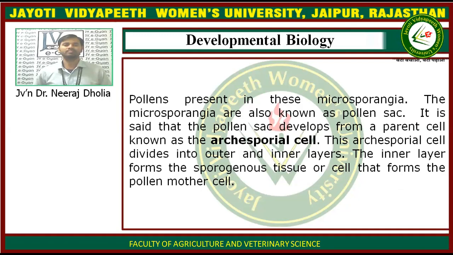There is a cell that is the parent cell for the pollen sac, the archesporial cell. What is the archesporial cell? The cell which develops the pollen sac is known as the archesporial cell. This archesporial cell divides into outer and inner layers. The inner layer forms a sporangious tissue or cell that forms the pollen mother cell.